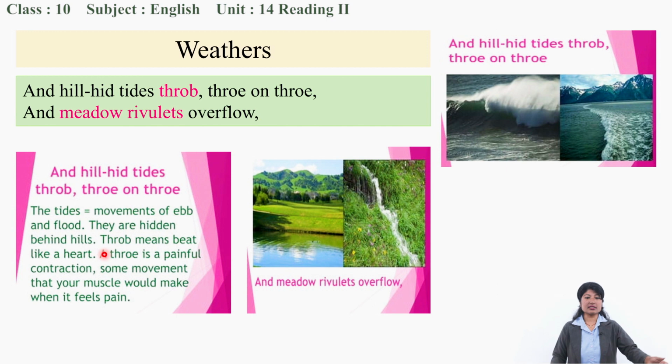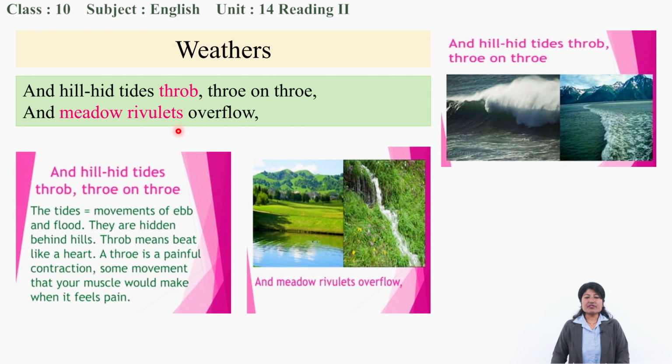Okay, and throb means beat like a heart. They beat, the water waves go up and down, the movement of the water. A throb is a painful contraction and movement that your muscles make when they feel pain. So just like when there's pain in our muscle, there's movement in our muscle. Just like that, the water moves up and down in this season.